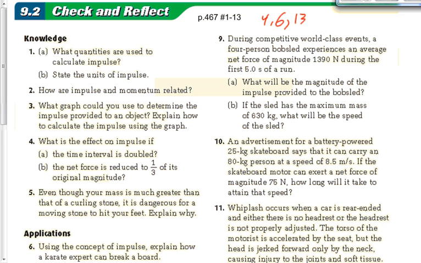Basically what we're looking for here, Matt, you were saying you didn't really understand what they were asking for here, is what the new impulse becomes. So it's a variable value changing question, right? We're going to say delta P is equal to F times delta T. So what's the effect on impulse if the time interval is doubled? Well, if you double time, then impulse is going to double, right?